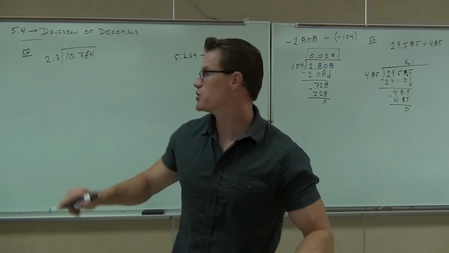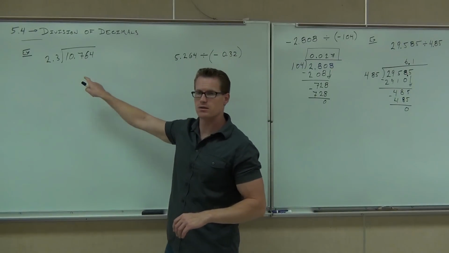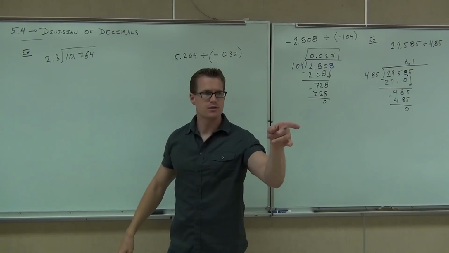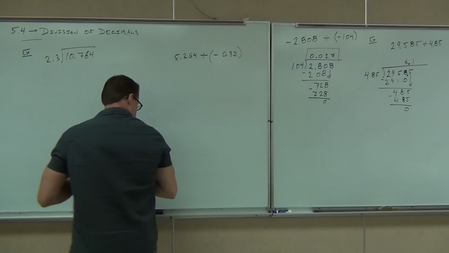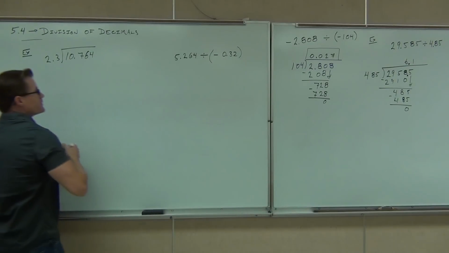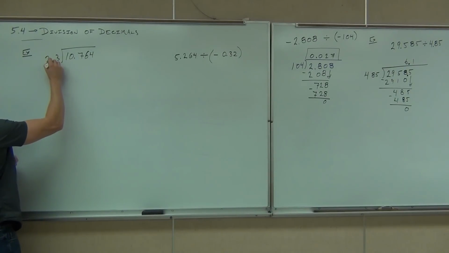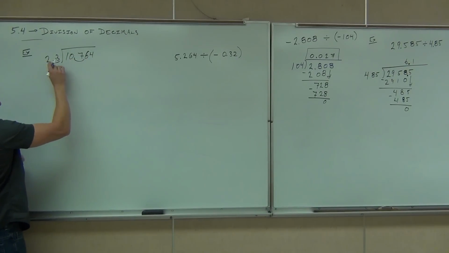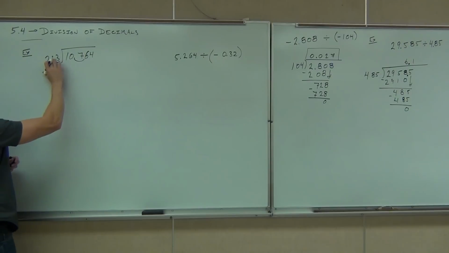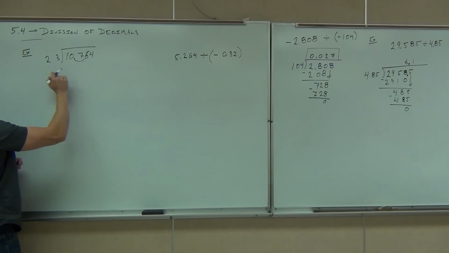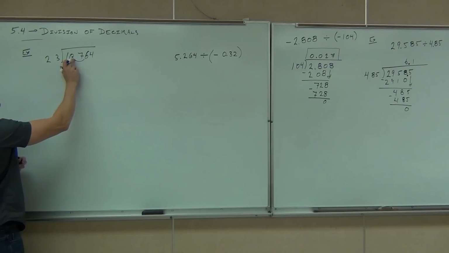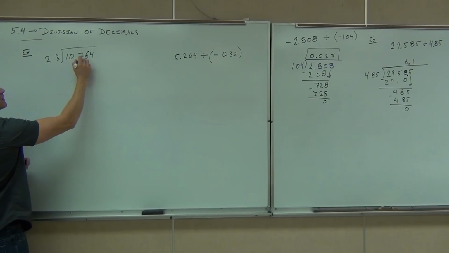What's the first thing you're going to do on this first problem over here? Move the decimal over. How many spots? 1. So moving the decimal, we translate this problem into a whole number, and that's what we really want to do. So instead of 2.3, we now have 23. Instead of 10.764, we have 107.64.